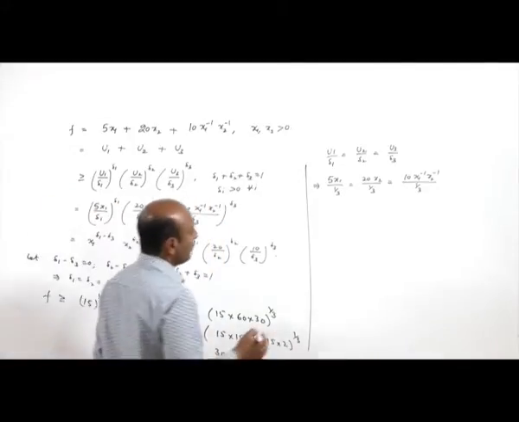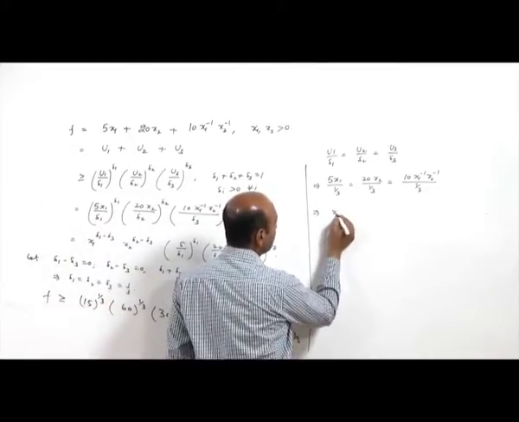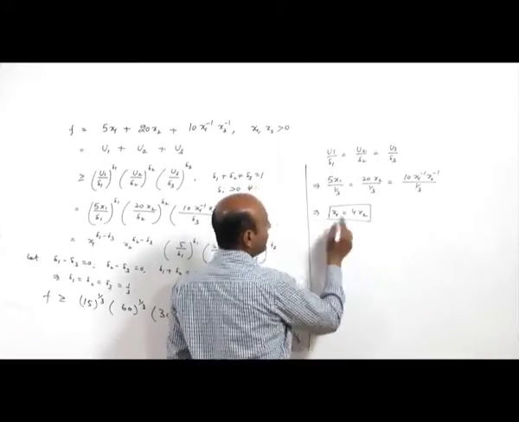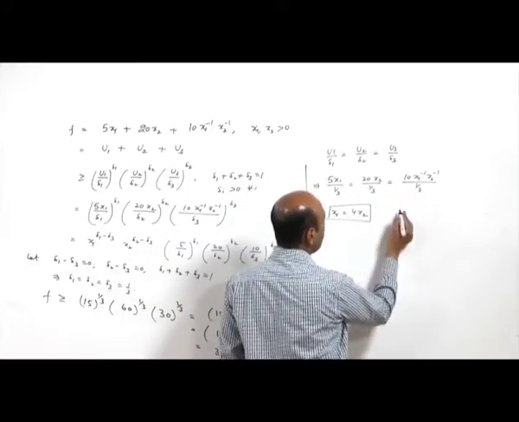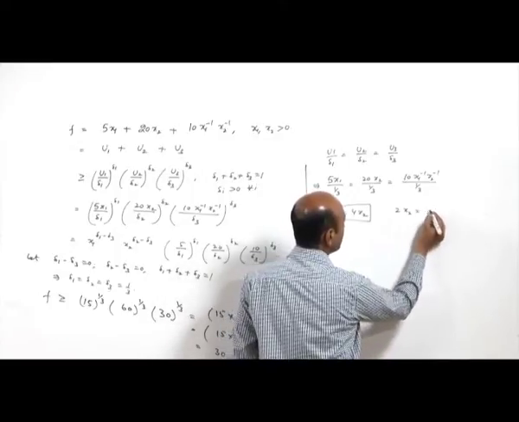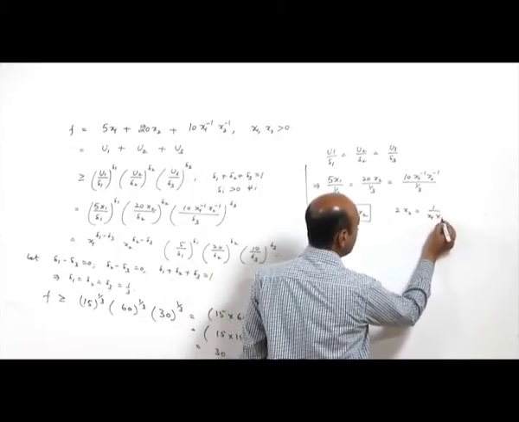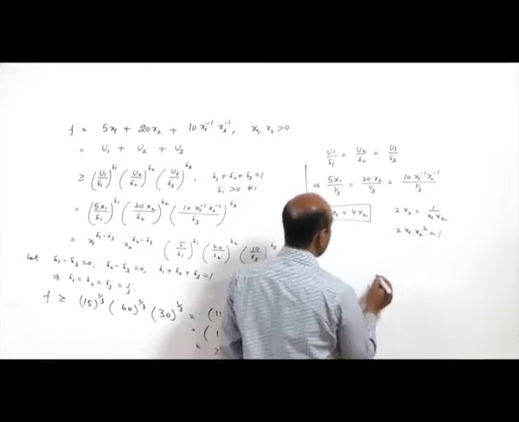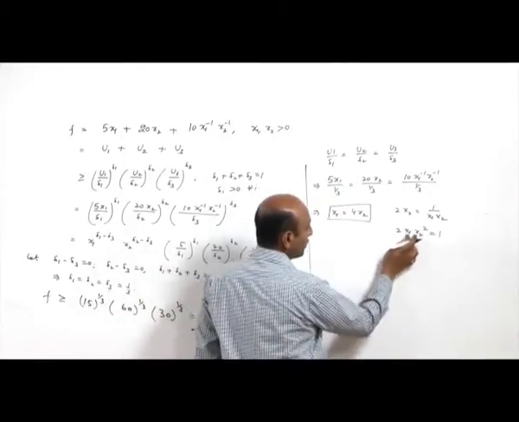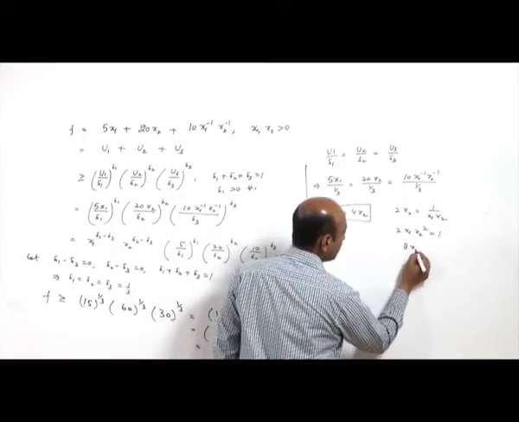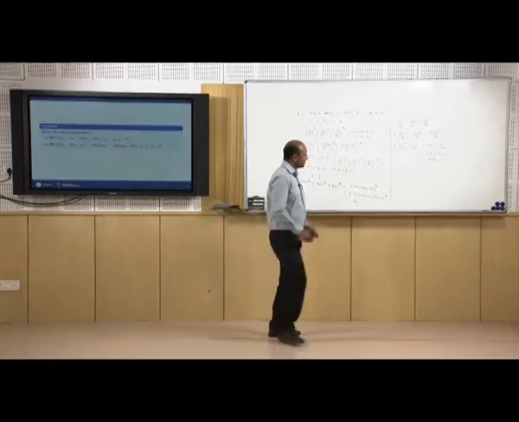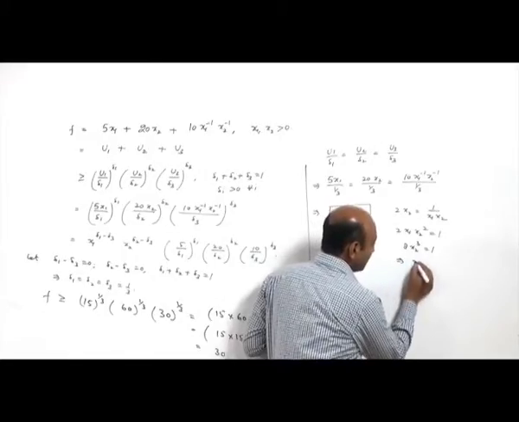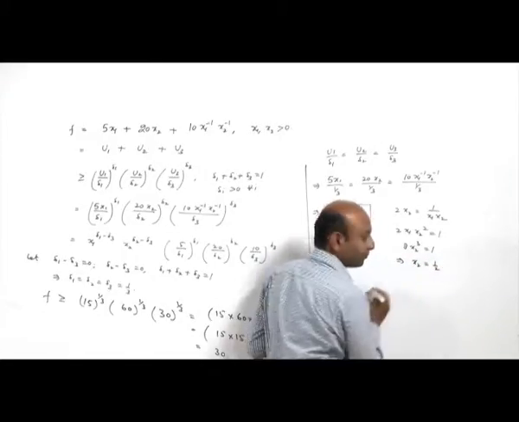So, from here what do we obtain? From here we obtain x1 as 4x2. If we take these two, we obtain 2x1 x2 square is equal to 1. When you substitute x1 equal to 4x2, it is 8x2 cube equal to 1. So, this implies x2 equal to 1 by 2.